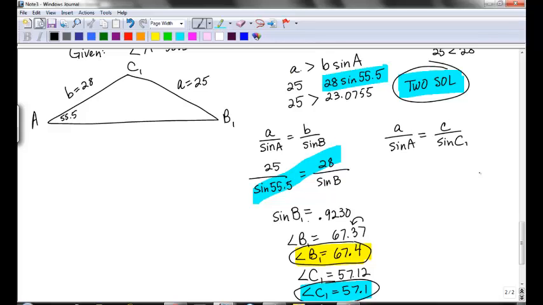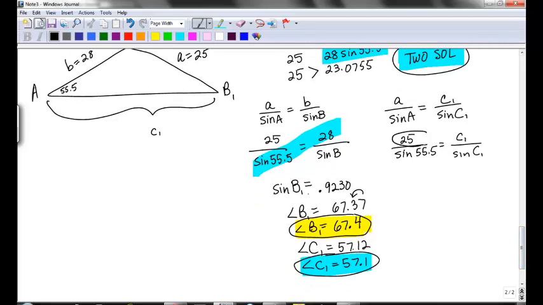That means that if I made an error getting to here, it's a chain error all the way through. Okay, so you want to be very careful when you subtract. Okay, so we'd have 25 over the sine of 55.5 equals, and this is going to be my C sub 1. That is this big C sub 1 over the sine of angle C sub 1. Okay?